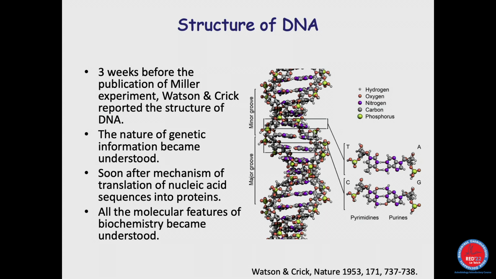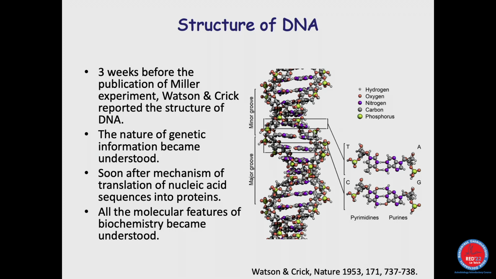So this structure led us to understand how genetic information can be stored in the cell, and we understood the nature of genetic information. And soon after this structure was discovered, biochemistry made huge development, leading to understand how this information could be transcribed into RNA, then how it was translated into the sequences of proteins through the genetic code. And it seemed at the beginning of the 60s that all the molecular features of biochemistry were understood.